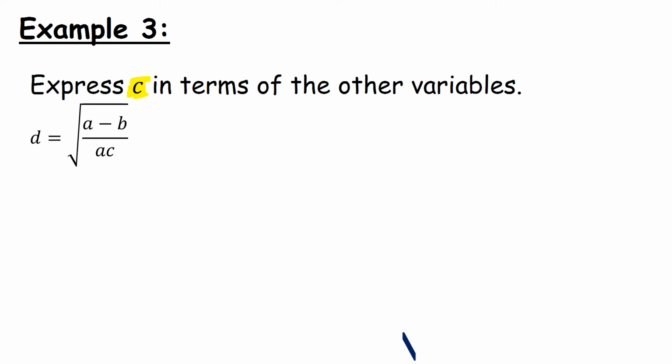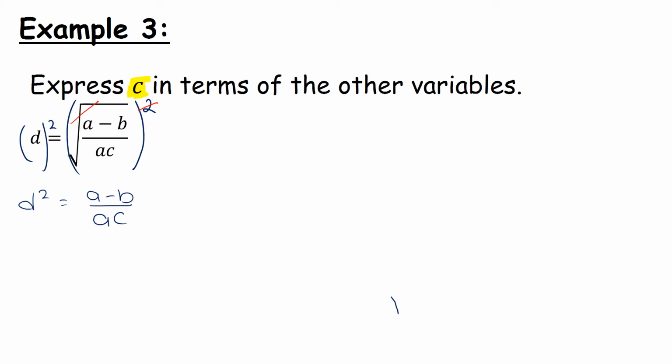And how we're going to deal with that, we're going to have to square both sides of the equation. Because remember, the square and the square root are the opposites of each other. So if I want to get rid of a square root, in order to do that, I will square it. So I'm left with d squared equals a minus b over ac, because what actually happens effectively is the square root and that square cancel with each other.